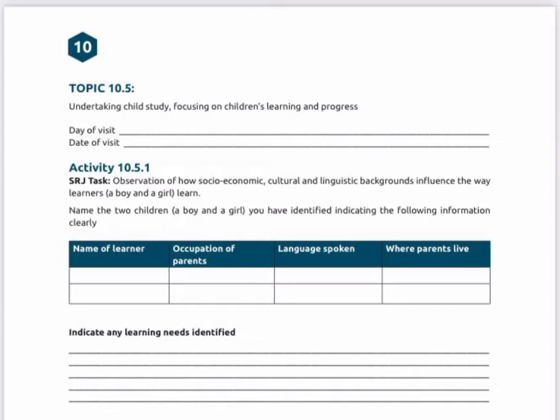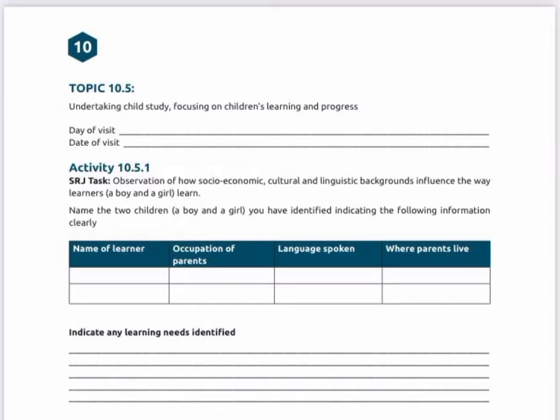So we also go to indicate any learning needs identified. So what are some of the learning needs that you identified on these two kids? Remember, your attention would have to be on only these two kids.